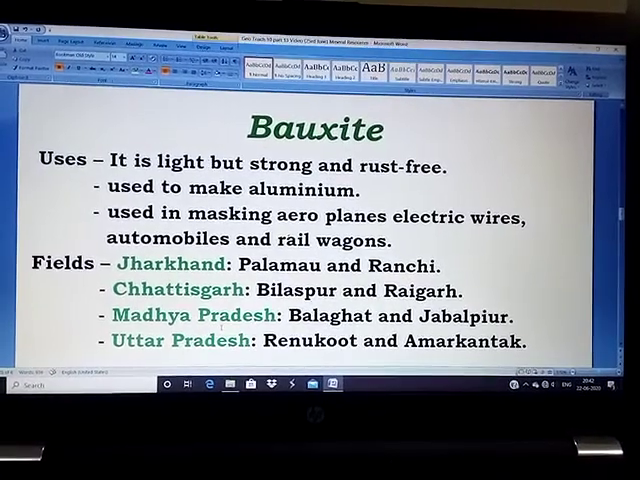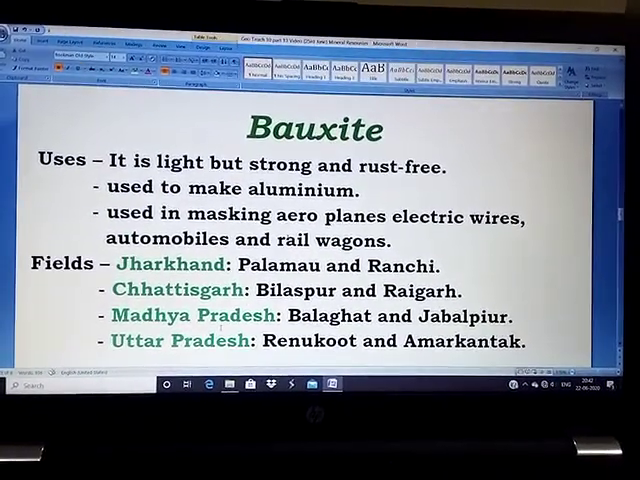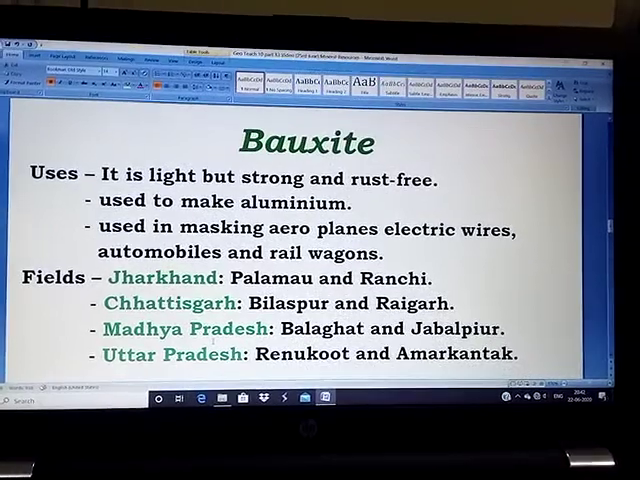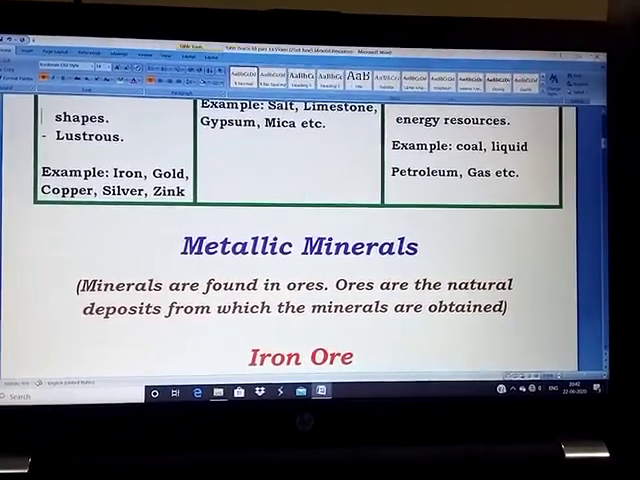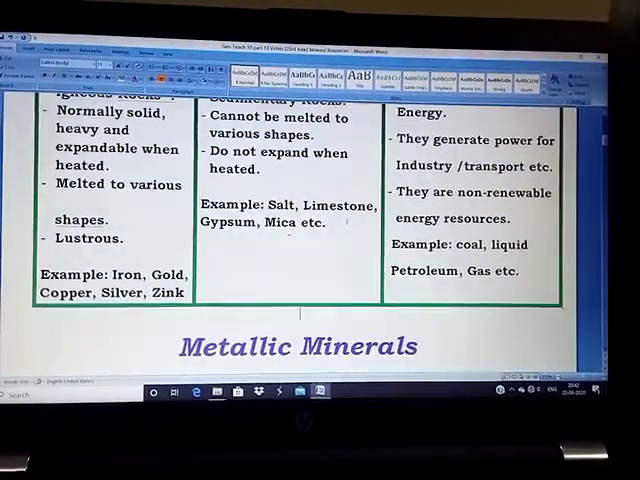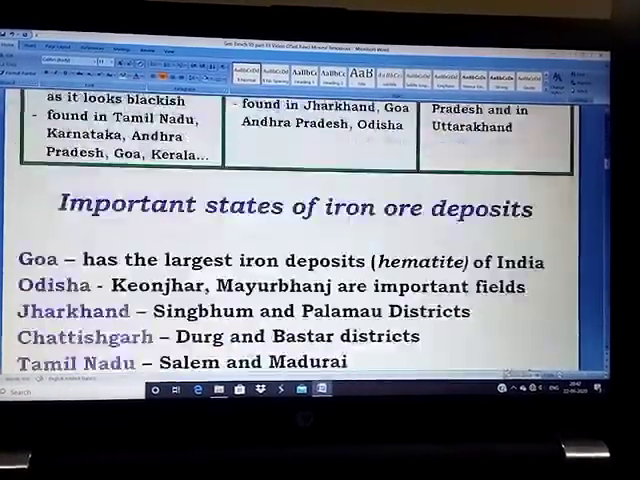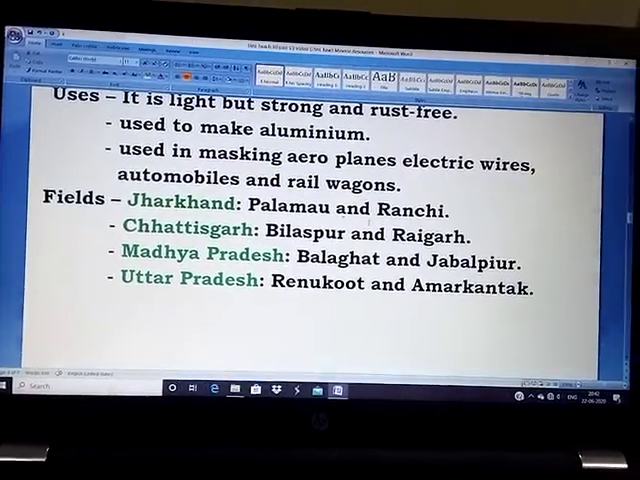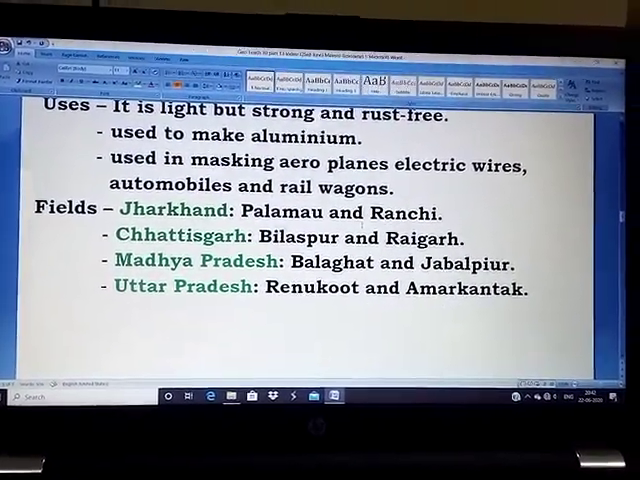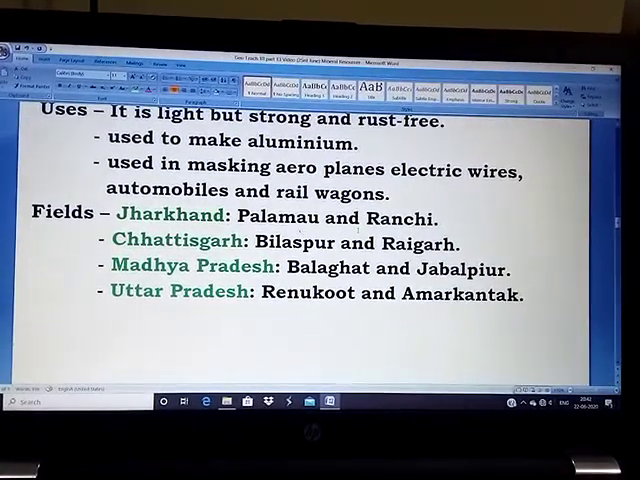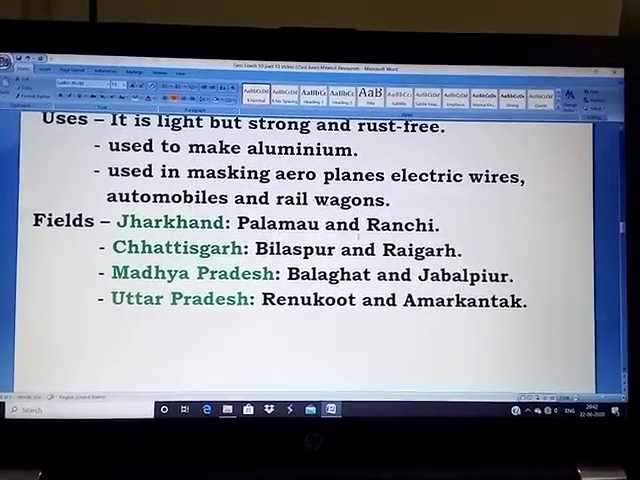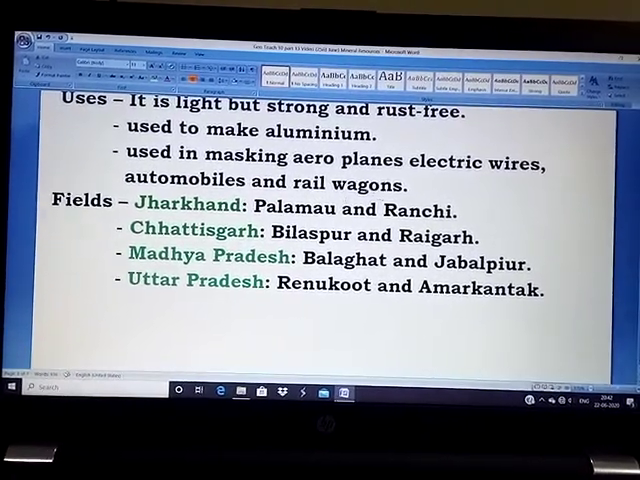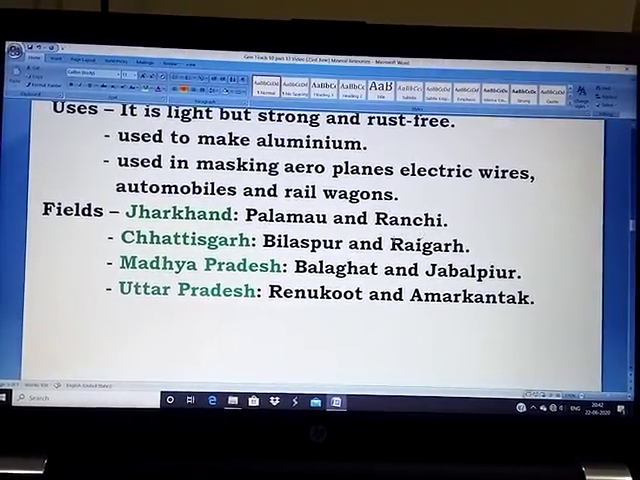Fields, some of the important places where the bauxite is found, rather mined. Well, in Jharkhand again this Palamu comes, and in Ranchi. Chhattisgarh it is Bilaspur and Raigarh. Madhya Pradesh it is Balaghat and Jabalpur, and in Uttar Pradesh it is Renukoot and Amarkantak. Now you must be wondering, should we remember all these names of so many Indian cities or towns? Well, at least you should remember the names of the states and some of the important places like Palamu, Singhbhum. These are quite important. Like Bilaspur in Chhattisgarh is quite a famous name.